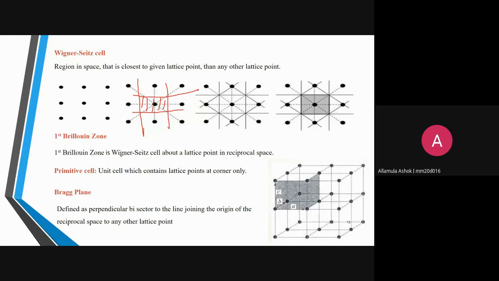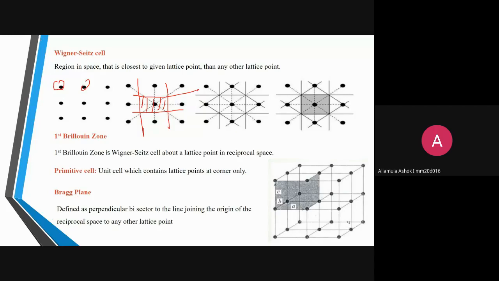What is the first Brillouin zone? The first Brillouin zone is the Wigner's cell about a lattice point in the reciprocal space. If these points are in reciprocal space, the same cell is called the first Brillouin zone. In real space, we call it Wigner's cell. The same thing in reciprocal space, we call the first Brillouin zone.